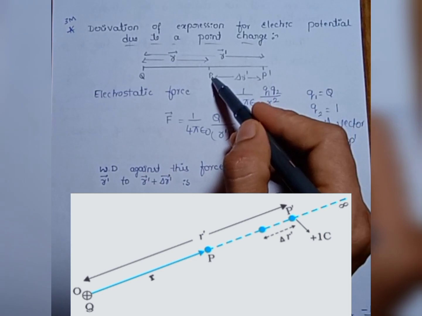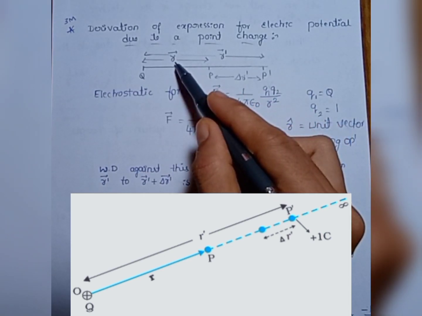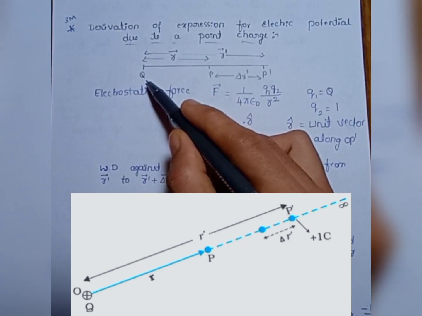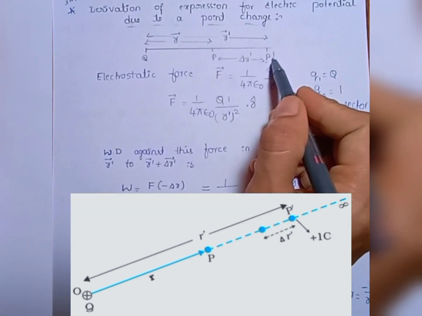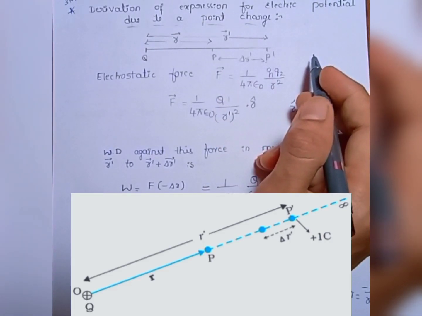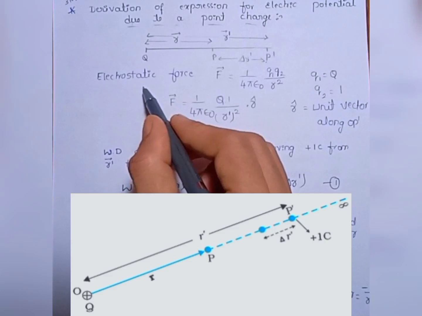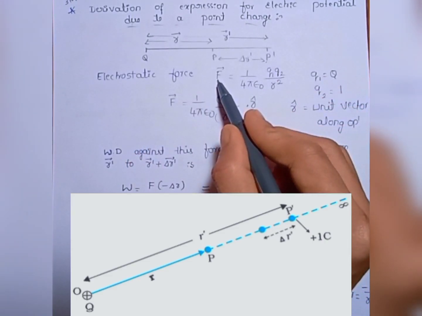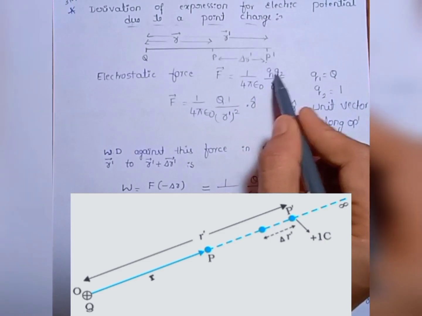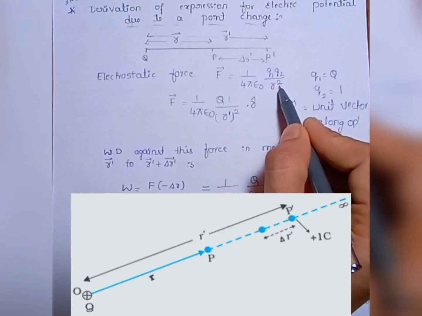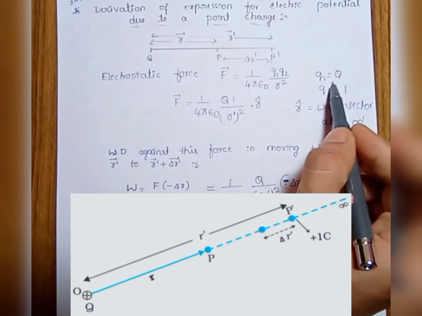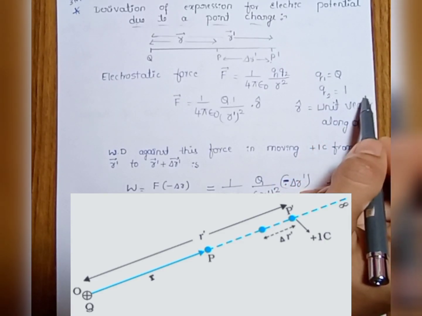Consider a point P which is at a distance of position vector r from the charge Q. Take an intermediate point P dash in between P and infinity. Then the electrostatic force can be written as F is equal to 1 divided by 4 pi epsilon naught Q1 Q2 divided by R square. Here only one charge is there, therefore Q1 equals Q, Q2 equals 1.